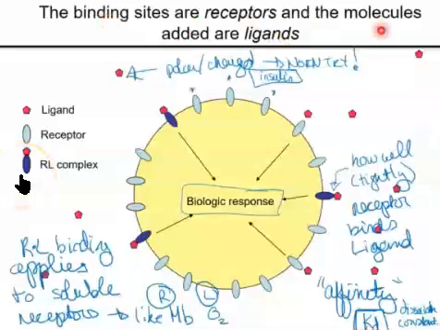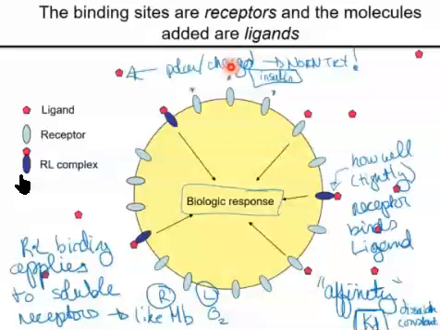Receptor ligand binding is describing the interaction between a receptor, which is usually a protein, and a ligand, a small molecule. In this concept, we're looking at receptors in the terms of receptors being integral membrane proteins on the surface of cells. And these receptors bind to ligands.